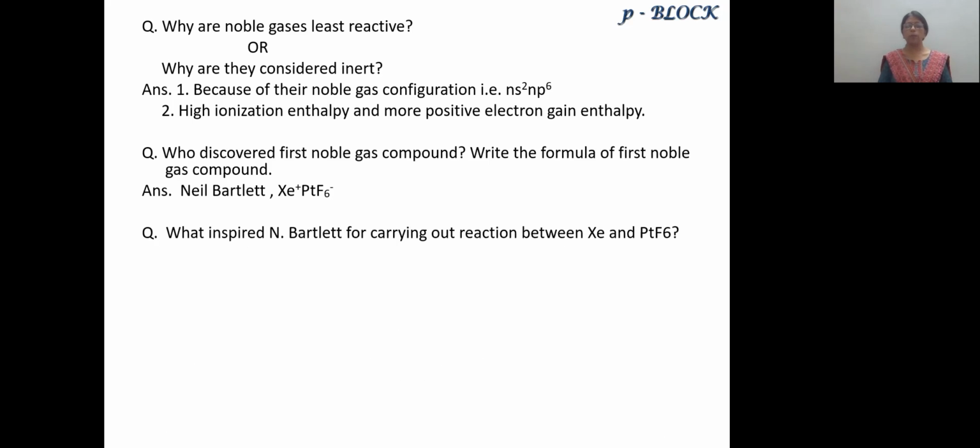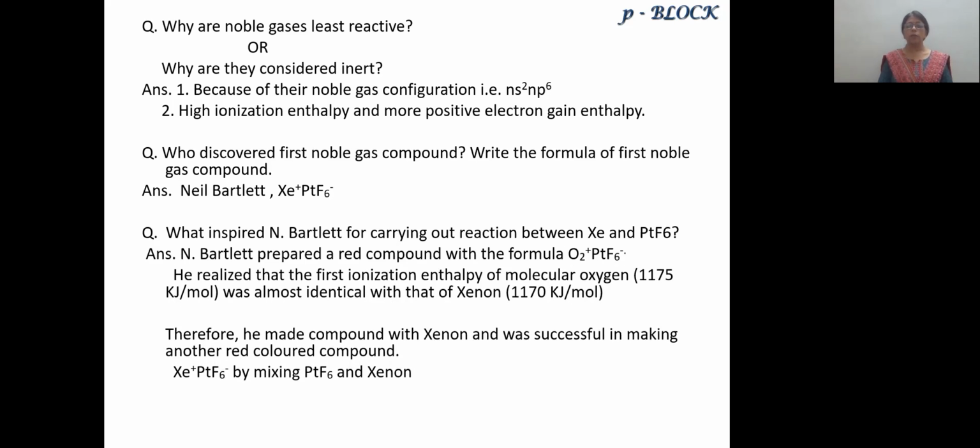What inspired Neil Bartlett for carrying out the reaction between Xe and PtF6? As I've told you in the previous slides, Neil Bartlett was preparing a red colored compound of the formula O2PtF6, and then he realized that the ionization enthalpy of molecular oxygen and that of xenon is almost the same. And then he tried to make this compound of xenon and he was successful.